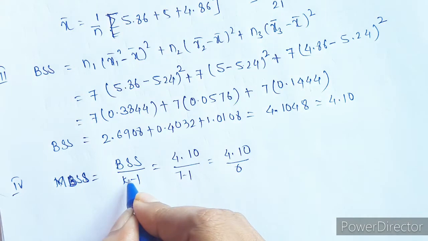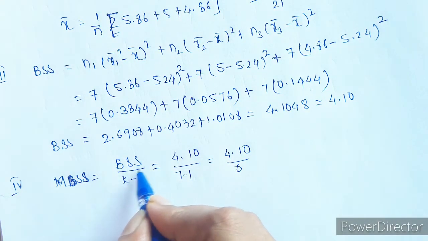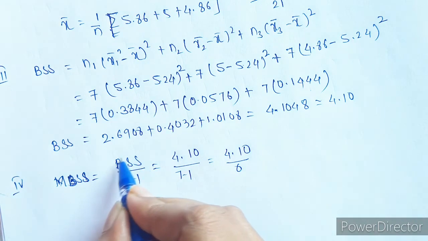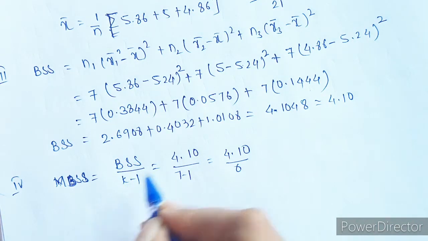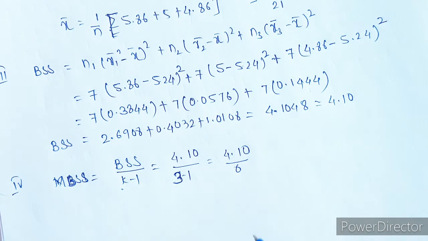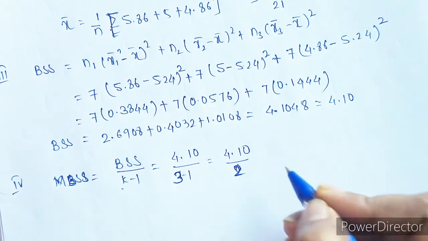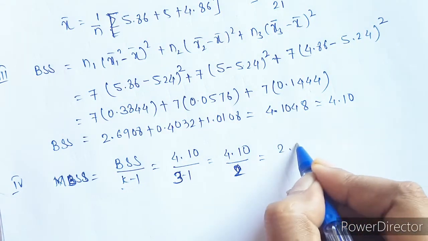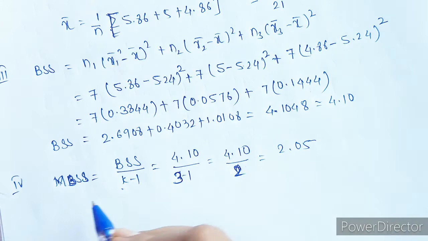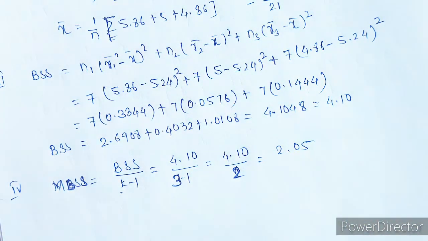Sorry, this is the degrees of freedom with respect to between the classes, right? Since this is the sum of squares between the classes, this K is the number of classes and we have three classes, 3 hospitals, so 3 classes, so this will be 3 minus 1, which is equal to 2, so this is 2.05. So the mean of the sum of squares between the classes is 2.05. So we are done with the fourth one.